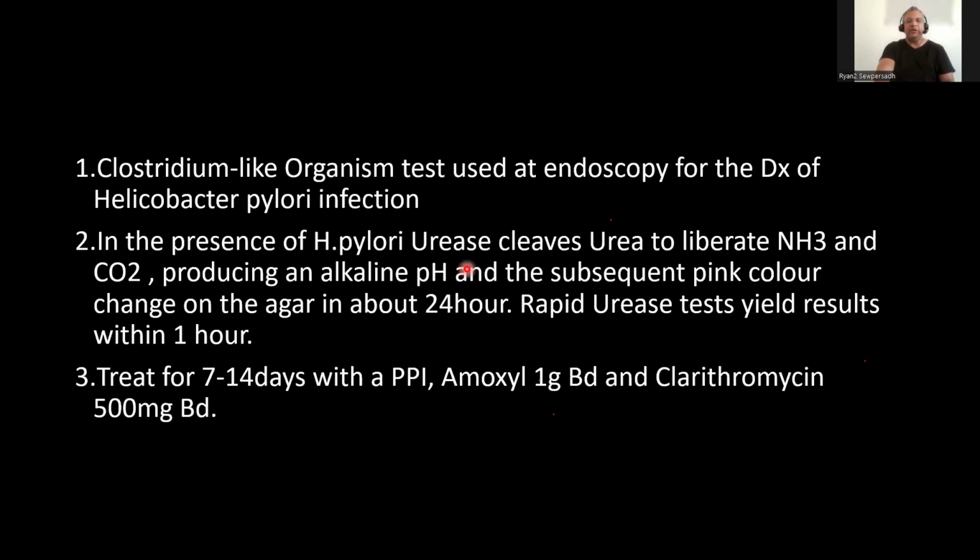The whole thing here is that H. pylori produces urease, and urease cleaves urea to liberate ammonia and carbon dioxide, and that mediates alkaline pH, and that catalyzes the pink color on the agar. So that is the reason why you have a positive test. And the way you treat peptic ulcer, I'm sure you guys know, is triple therapy. So using a PPI together with a macrolide and a beta-lactam. So you can go clarithromycin and amoxicillin 7 to 14 days together with a PPI.